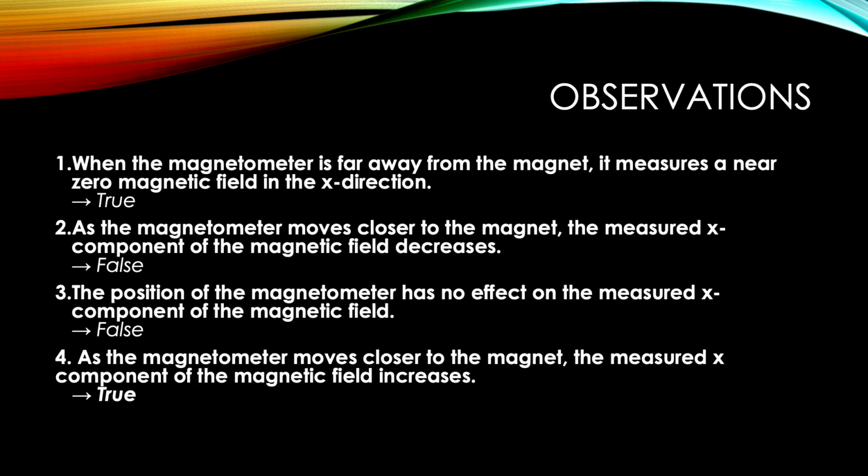Some of the questions and observations were: when the magnetometer is far away from the magnet, it measures a near-zero magnitude field in the x direction. This was true. As the magnetometer moves closer to the magnet, the measured x component of the magnetic field decreases, which was false. The position of the magnetometer has no effect on the measured x component of the magnetic field, which was also false. And the fourth one, as the magnetometer moves closer to the magnet, the measured x component of the magnetic field increases, which was true.